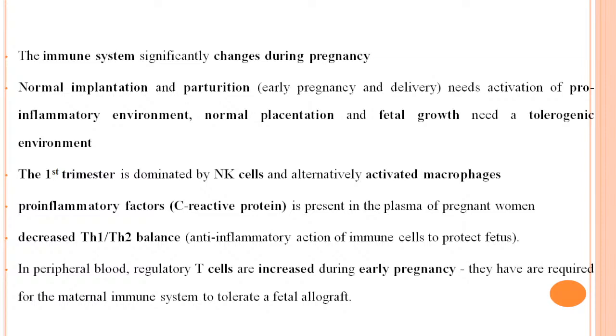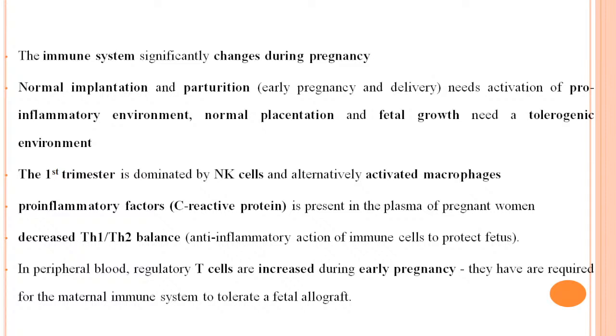In the organism of a pregnant woman, we can see wonderful changes. Firstly, the immune system significantly changes during pregnancy. What happens? Remember, please, that normal implantation in early pregnancy, and parturition, or birth of the child, of the baby in delivery, needs activation of a pro-inflammatory environment or pro-inflammatory mechanisms.